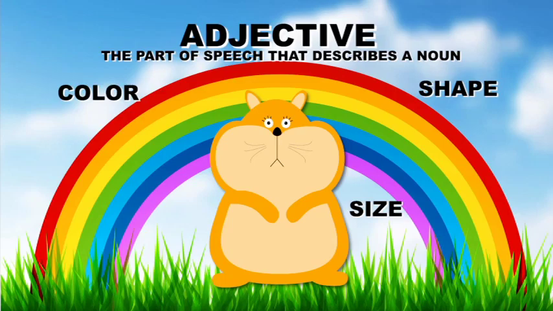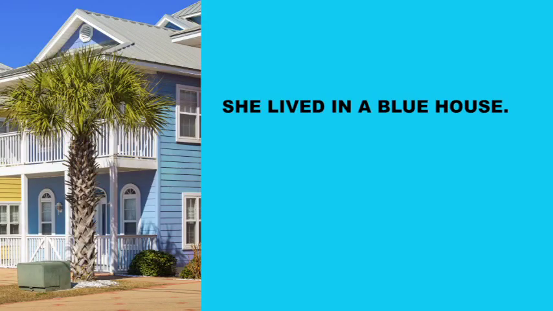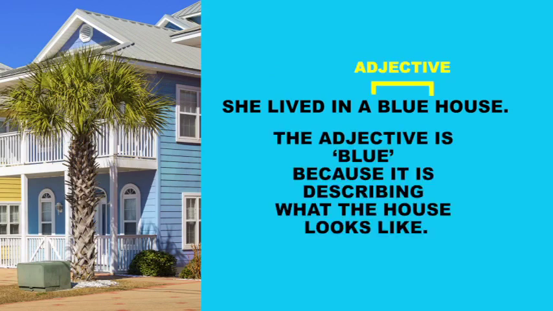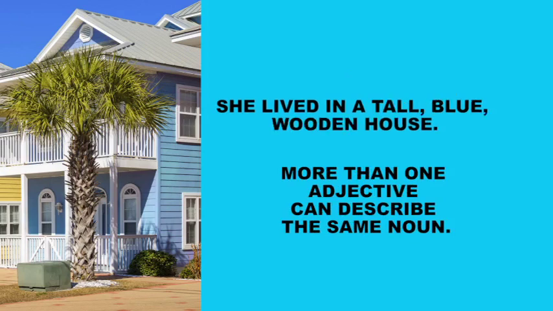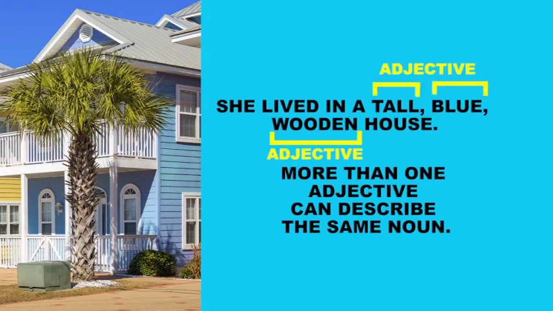Let's take a look at a few examples. In the sentence, she lived in a blue house, the adjective is blue because it is describing what the house looks like. Did you know that more than one adjective can describe the same noun? Let's check it out. She lived in a tall, blue, wooden house. In that sentence, tall, blue, and wooden are all adjectives because they all describe the noun house.